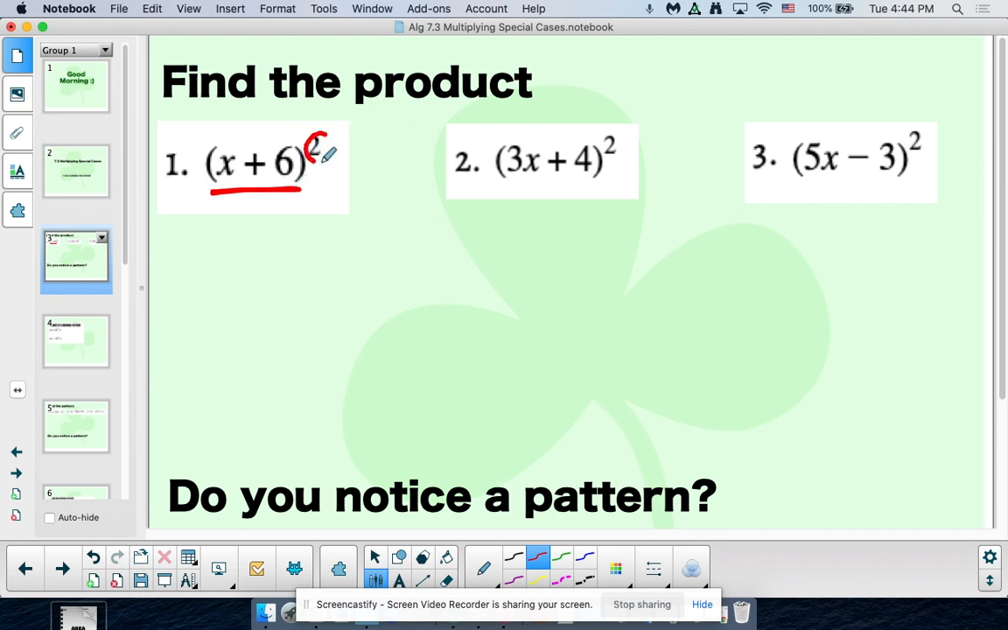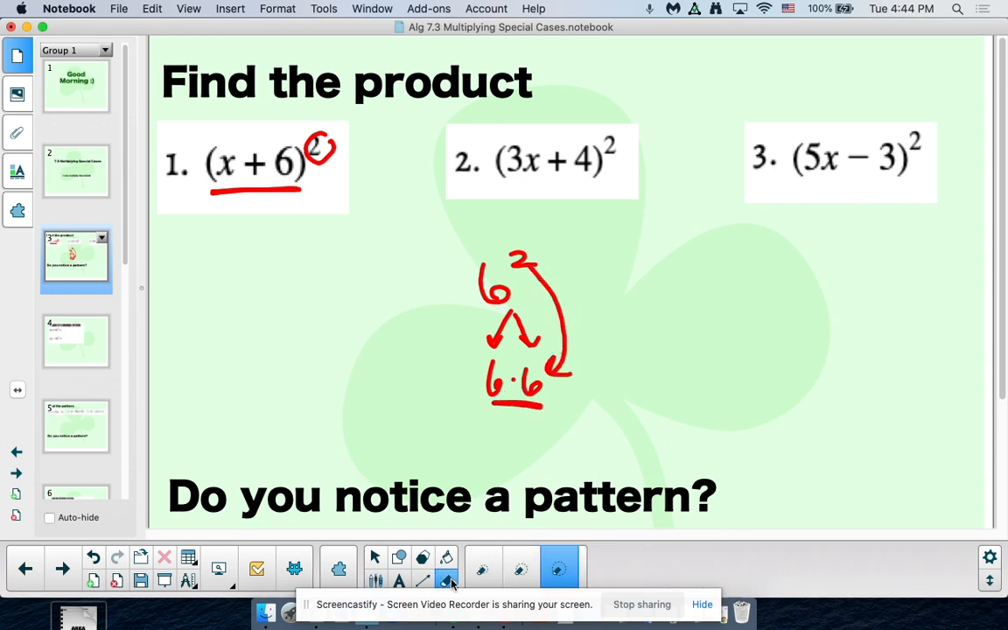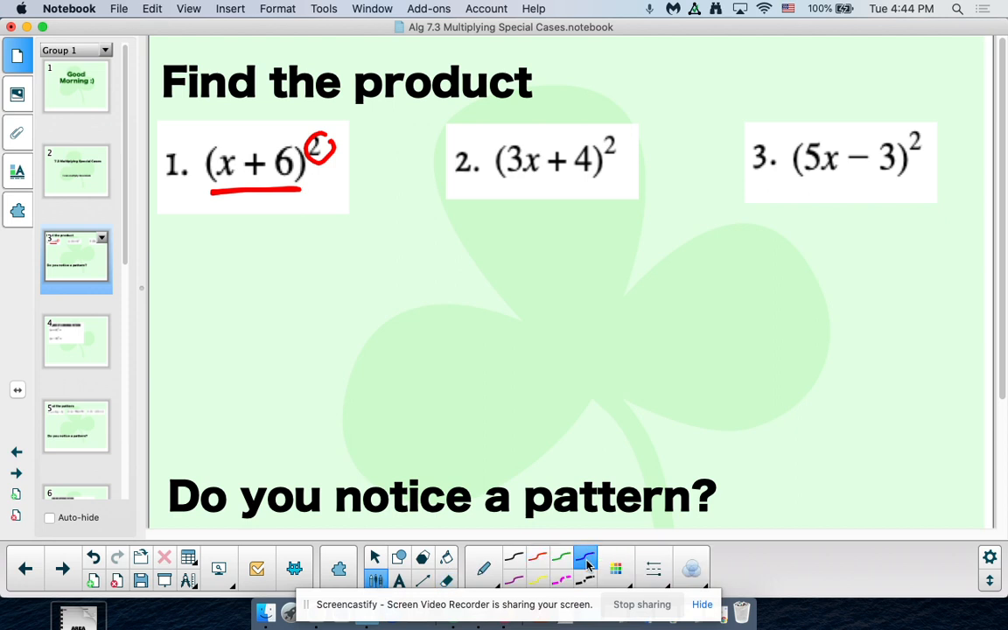Well, remember that squared? Think about what squared means, you guys. 6 squared really means 6 times 6, so something times itself. So even though it's not written like this, that's what that squared means. So I'm going to rewrite this so I can see it a little bit better. This really means x plus 6 times x plus 6.